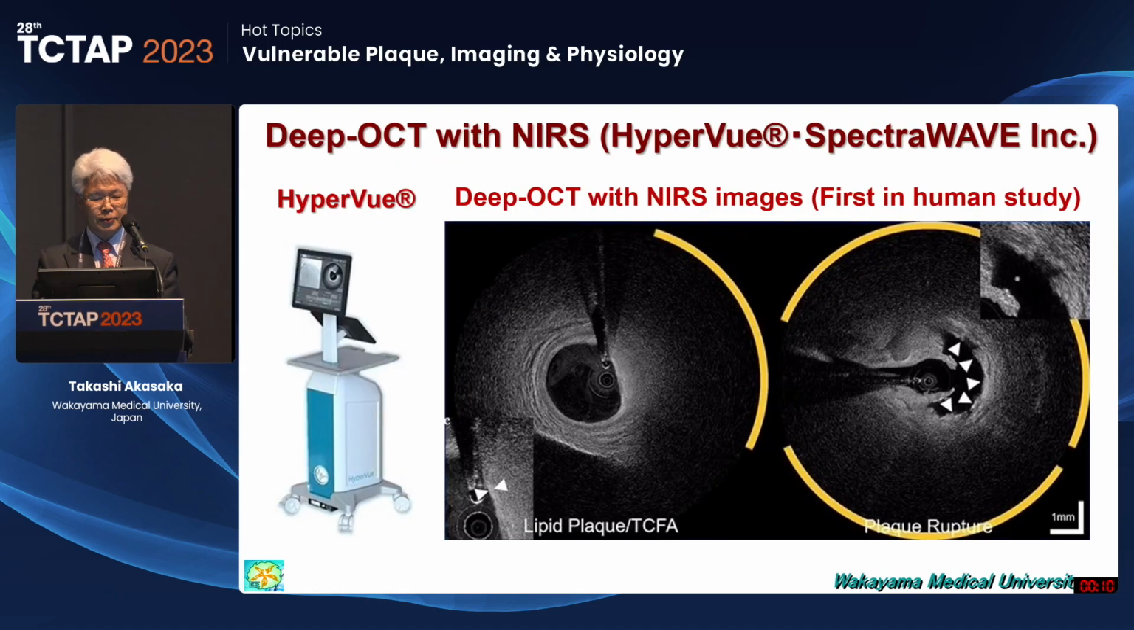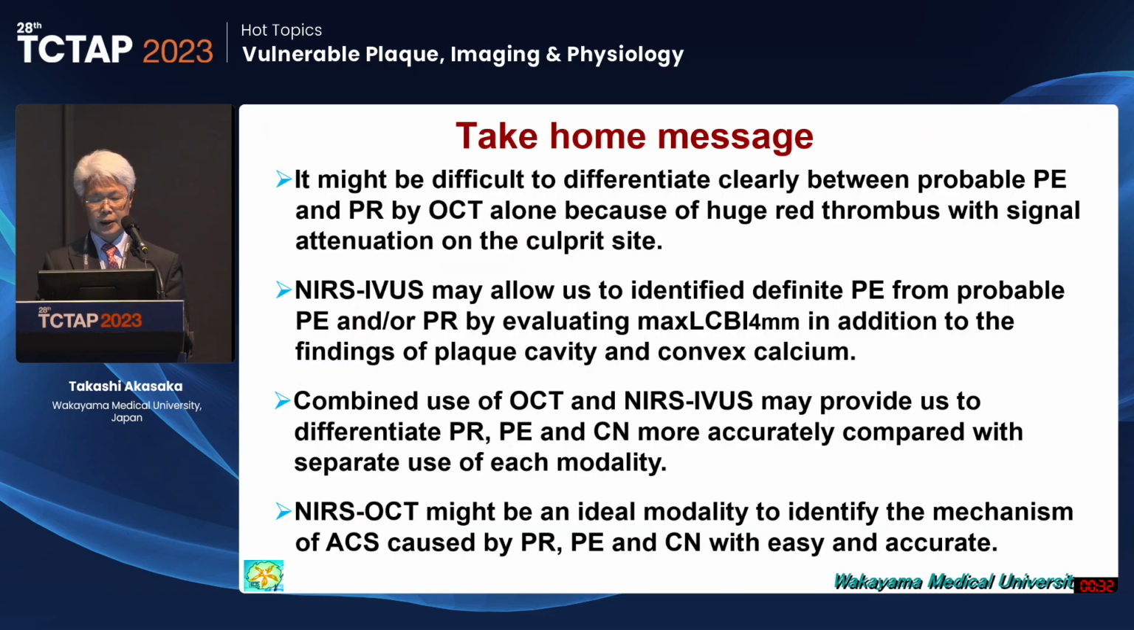And recently, deep OCT with NIRS was developed by the Spectral Wave company. We can obtain a much deeper image by OCT with NIRS, as shown in this slide. You can identify the lipid here, and also this is a plaque rupture, or 360-degree. Yes, lipid can be identified. So this is my take-home message.